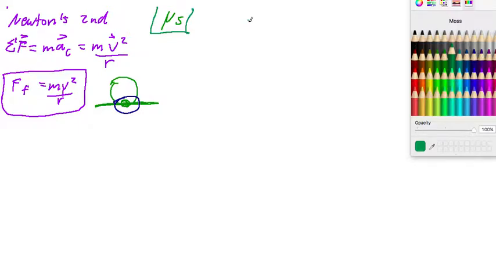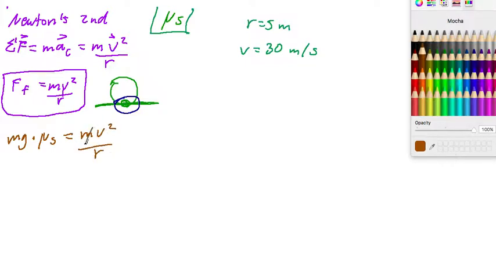Now they give us radius equals 5 meters and the velocity the car is coming at is 30 meters per second. Remember, we're using the formula from our video number 1. From our friction video, we know that on any horizontal surface it's going to be mg times mu sub s or sub k. In this case it's going to be mu sub s, equal to mv squared over r. Notice how the mass cancels out, so that's why they didn't give us mass in the problem.